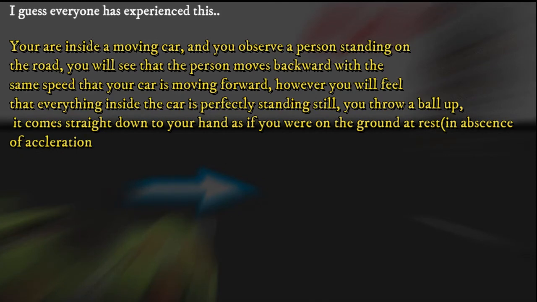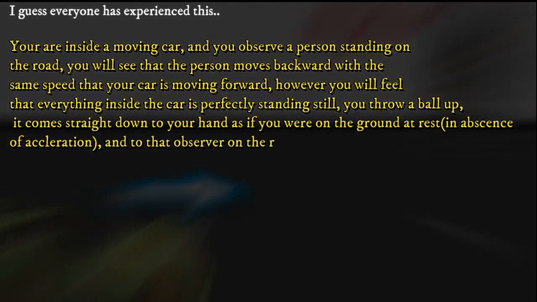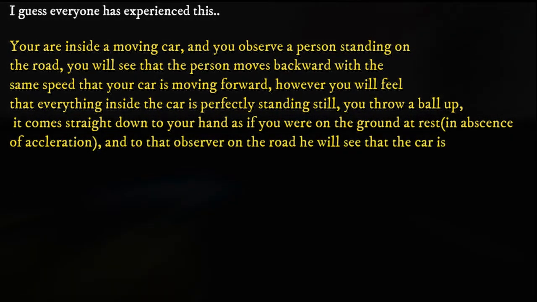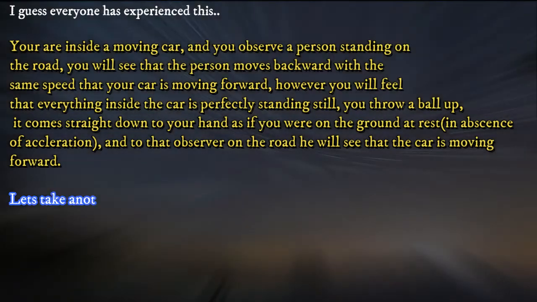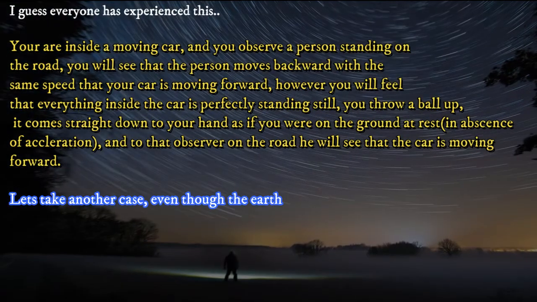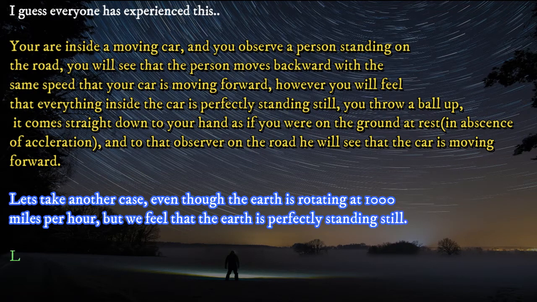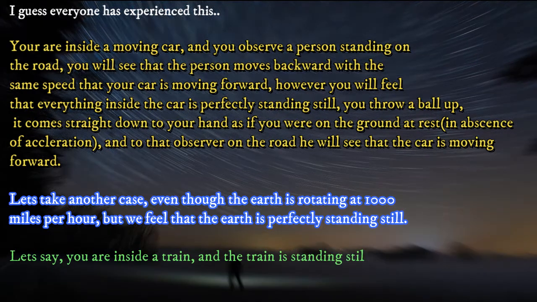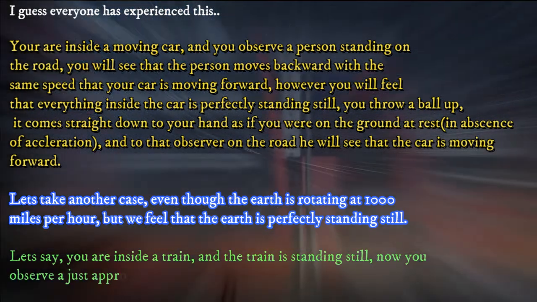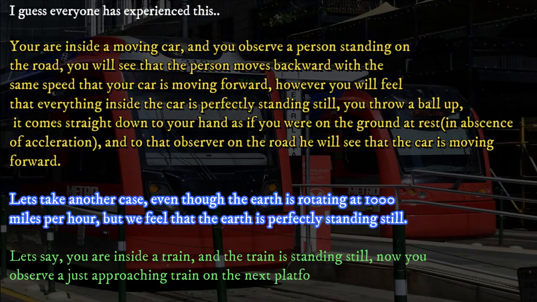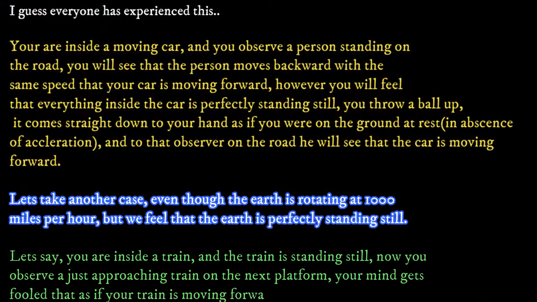rest. And to the observer on the road, he will see that the car is moving forward. Let's take another case. Even though the earth is rotating at 1000 miles per hour, we feel that the earth is perfectly standing still. Let's say you are inside a train and the train is standing still. Now you observe a just approaching train on the next platform.